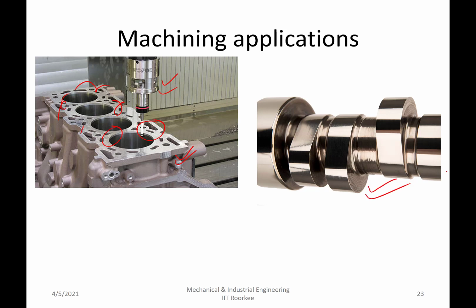This is the crankshaft. Again, you need a good surface finish on the crankshafts and cams. This is done through machining only. Now coming to the limitations of machining, like wastage of material. As I said, material is removed in the form of chips that you cannot use again for any other purpose except remelting to make secondary material.